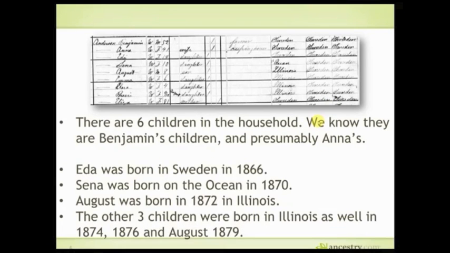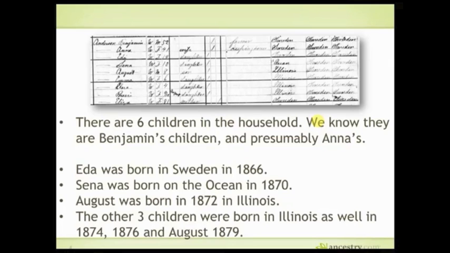So let's look at their children. They have 6 children in the household. We know they're Benjamin's children because they're listed that way in the relationship, and presumably Anna's. Let's just assume for now that they are. Ida was born in Sweden in 1866. So we know the family was in Sweden in 1866.